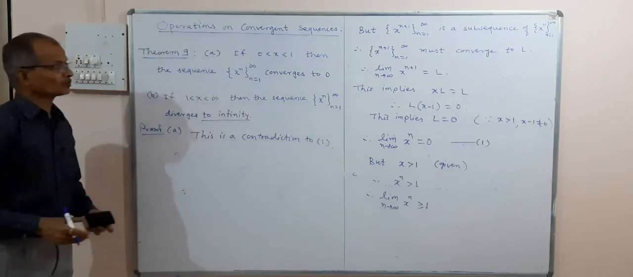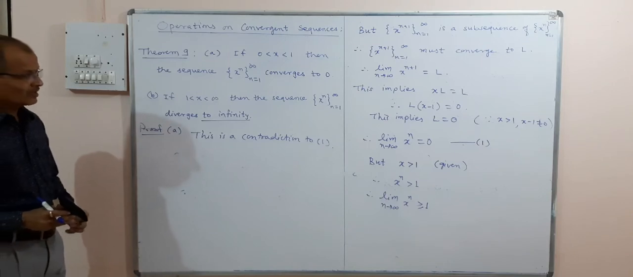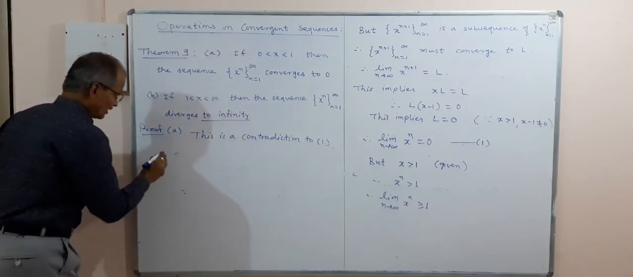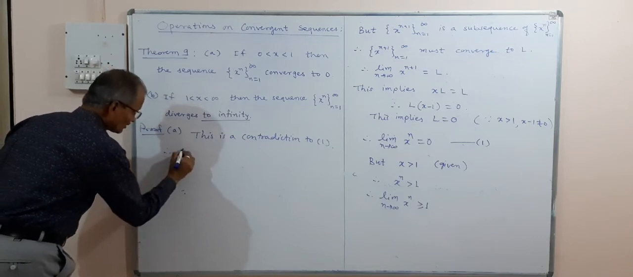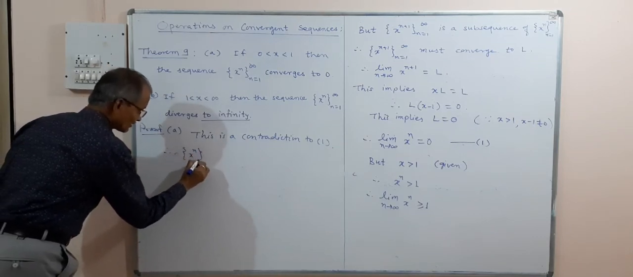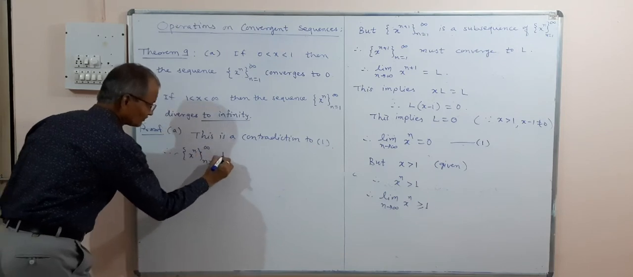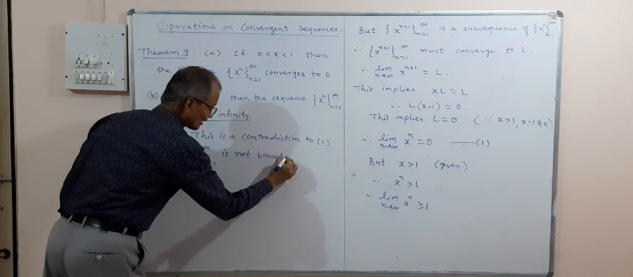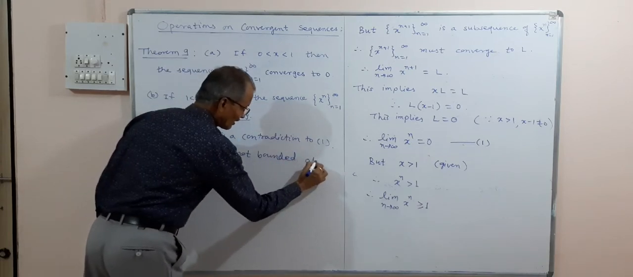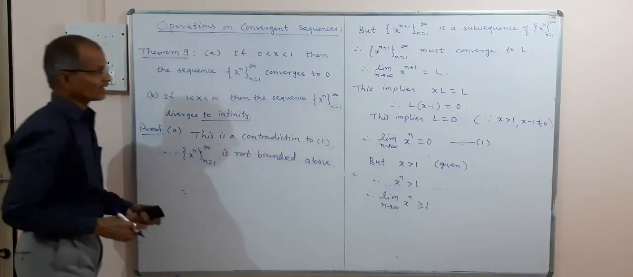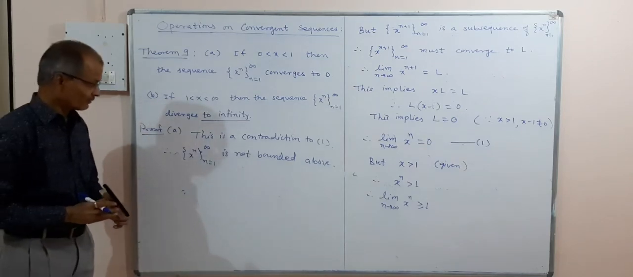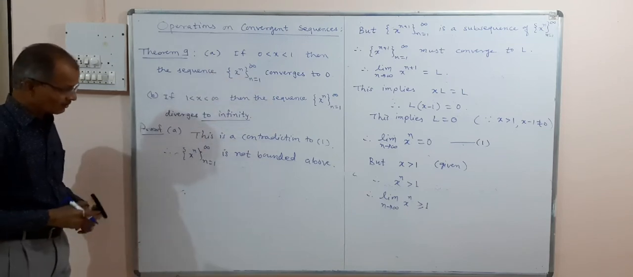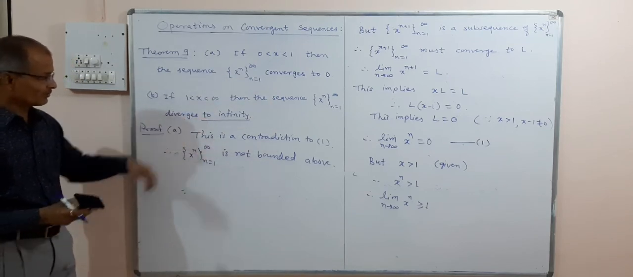And therefore our supposition is wrong. And that means what we have supposed, that the sequence is bounded above, is wrong. And therefore x raised to n is not bounded above. And thus x raised to n is a non-decreasing sequence which is not bounded above. And by theorem 5, this must diverge to infinity.